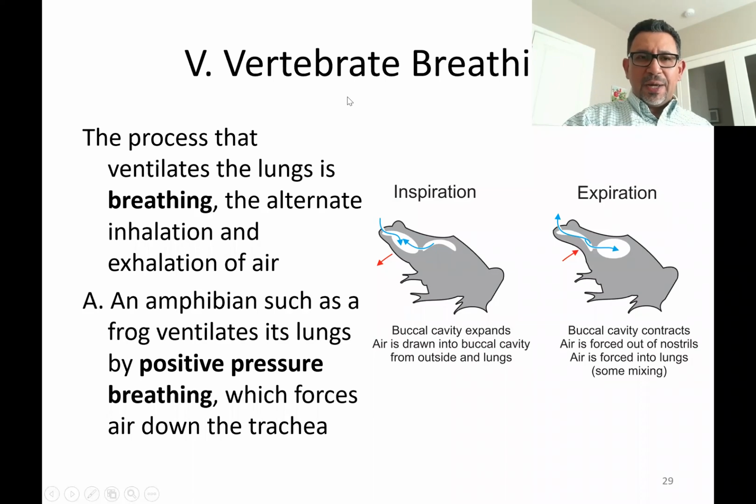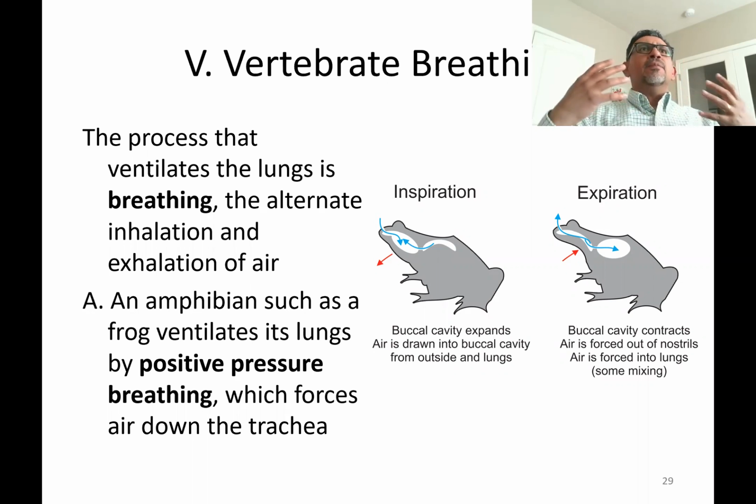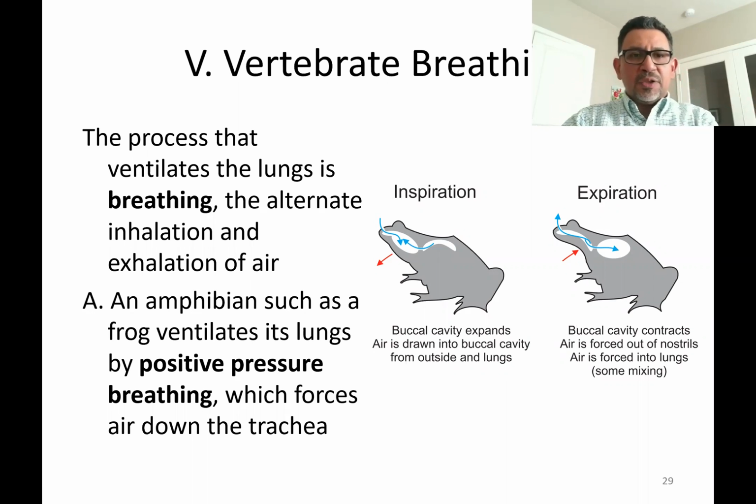Now I want to tell you about the function of lungs in different types of vertebrates, beginning with amphibians. Amphibians are going to conduct the process of ventilating. Ventilating means taking air in and then exhaling, taking the air out. They are going to have alternate inhalation and exhalation. But take a look at how they do it in a manner that is different from how other vertebrates do it, like you and I.